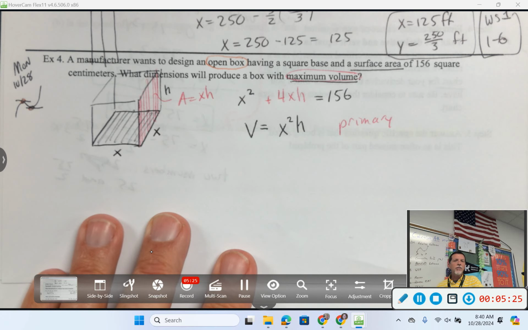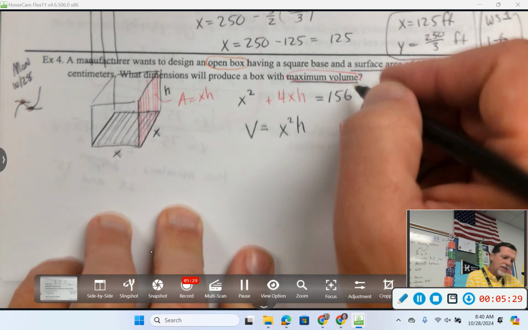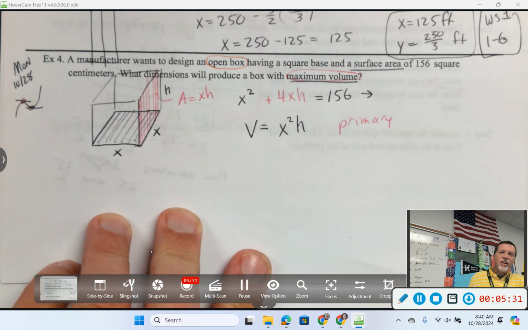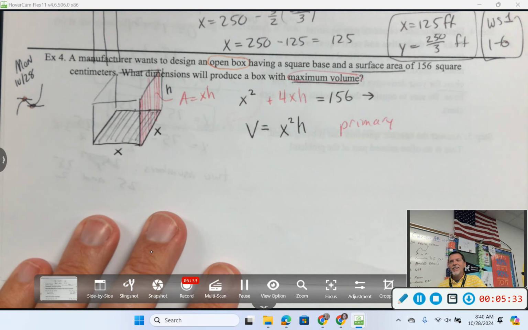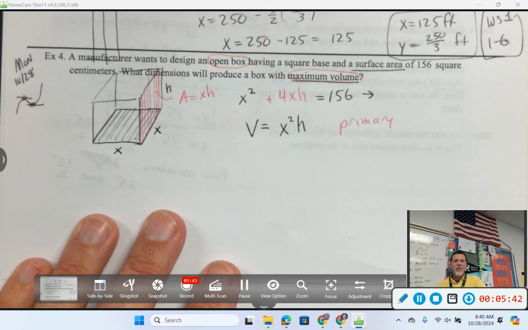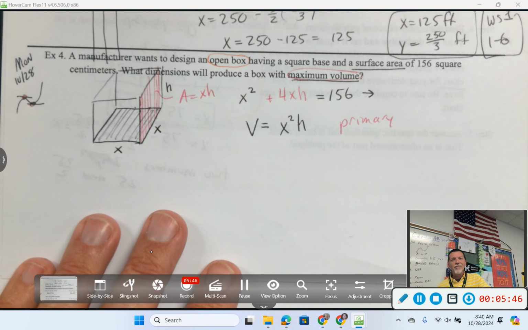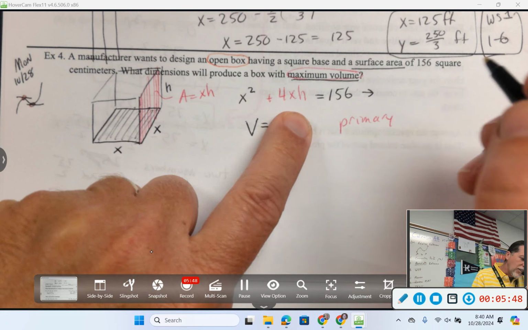So would you like to solve for h or for x in this first equation? I think that's an obvious answer. Do you want to solve that for h or for x? Definitely h, right? To solve for x, you'd have to use the quadratic formula and have h's and ew. Let's solve that for h.